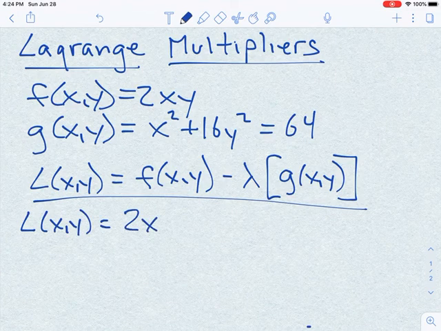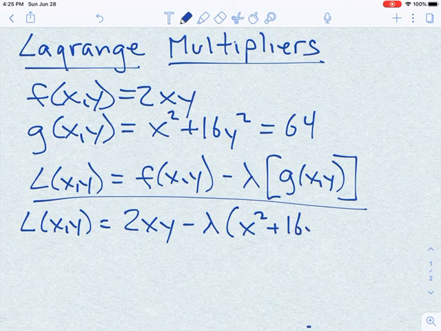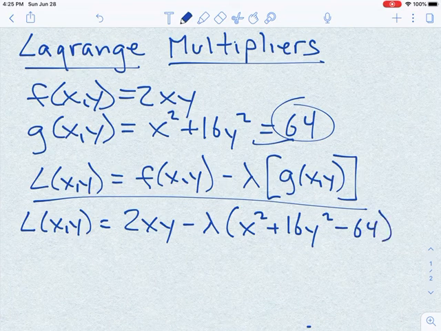2xy minus lambda times (x² + 16y²). And remember from my notes, you always subtract whatever is over here to the other side, so that makes minus 64.